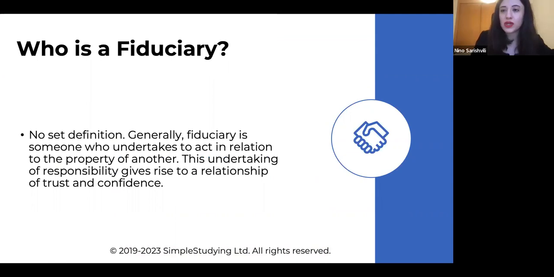If you have a problem question or an essay question on fiduciary duties, please use a legal definition and cite a case for it. Generally, a fiduciary is someone who undertakes to act in relation to the property of another, and it's someone who has a responsibility of trust and confidence.